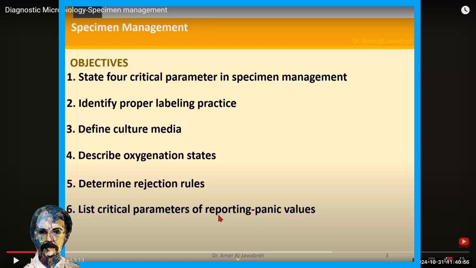So if you see somebody with a glucose level less than 70, you have to treat this as a panic value. If you isolate a bacteria like Bacillus anthracis or Vibrio cholerae, this is a panic value or a panic bacteria. You cannot just go over it like this. You have to report. So what are the panic values in microbiology? So these here are the objectives.